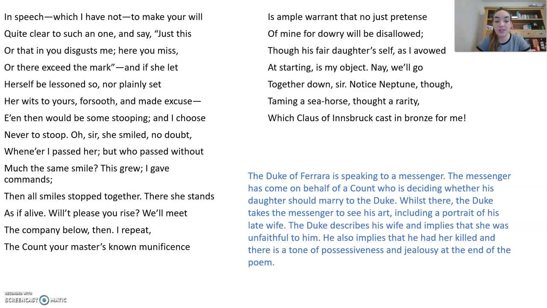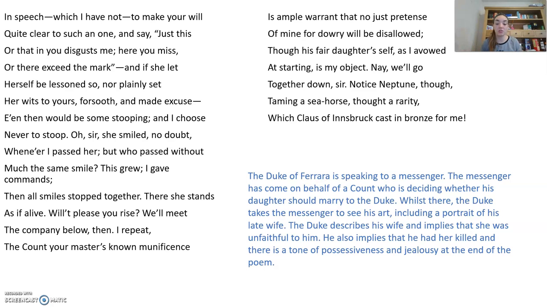Okay, so that is the poem My Last Duchess. So the Duke of Ferrara is speaking to a messenger in this poem. The messenger has come on behalf of a count who is deciding whether his daughter should marry the Duke. Whilst there, the Duke takes the messenger to see his art, including a portrait of his late wife. So the Duke has taken the messenger from the Count in, and he's asked him to sit and look at this painting of his dead wife.